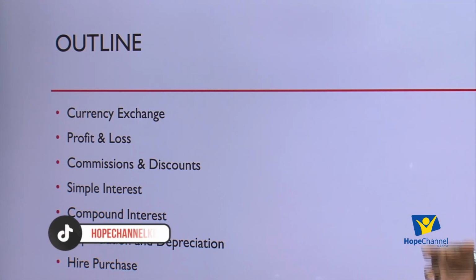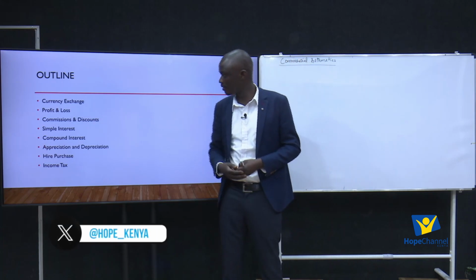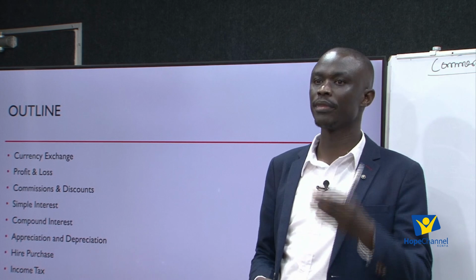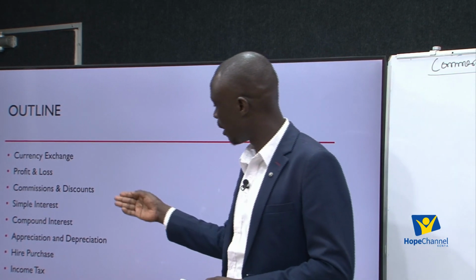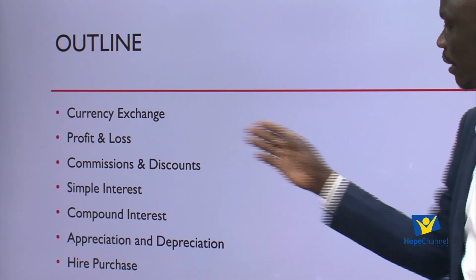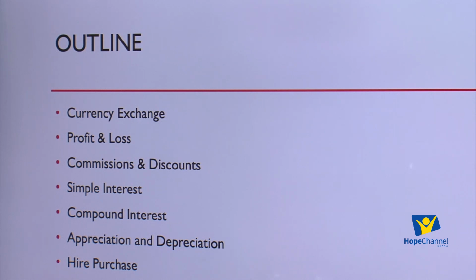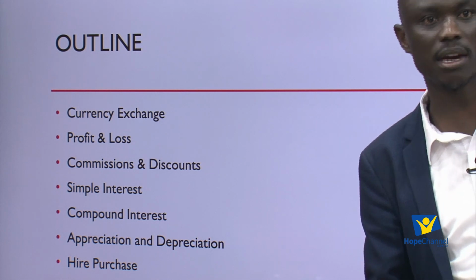We will understand the key concepts of commissions. How is commission levied or how is commission earned? Then discounts, different types of discounts, as well as how we can calculate the selling price of an item after a discount has been allowed. This is the major part of commercial arithmetic 1, that is currency exchange, profit and loss, as well as commissions and discounts.